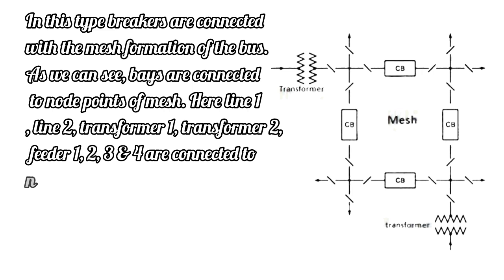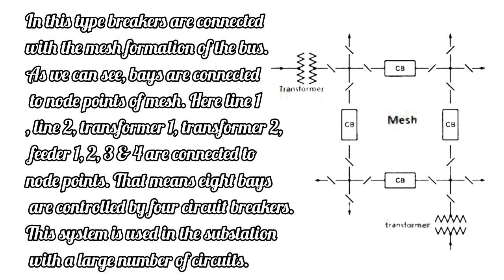Mesh bus system. In this type, breakers are connected with the mesh formation of the bus. As we can see, bays are connected to node points of the mesh. Here line 1, line 2, transformer 1, transformer 2, feeder 1, 2, 3 and 4 are connected to node points. That means 8 bays are controlled by 4 circuit breakers. This system is used in substations with a large number of circuits.